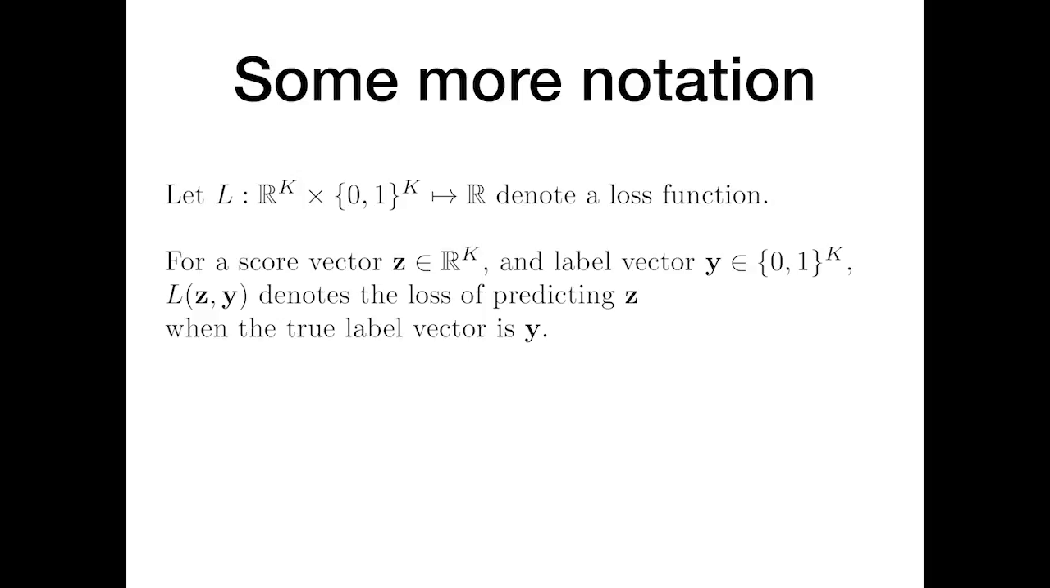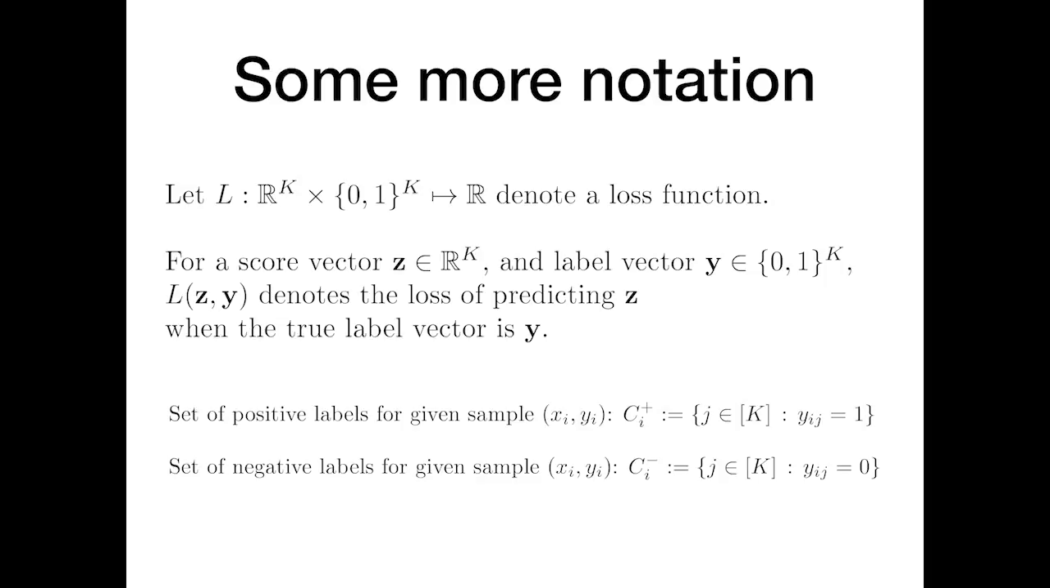And so I have this loss function. What it tells me is, let's say the score vector is z and the label vector is y, it tells me how good the score vector is, how well it matches the true ground truth label vector y. Okay, so this is my loss. So we want to work in this general setting for general losses.